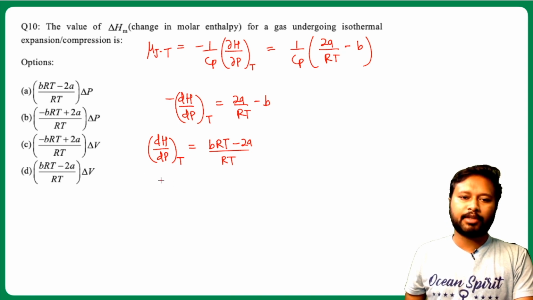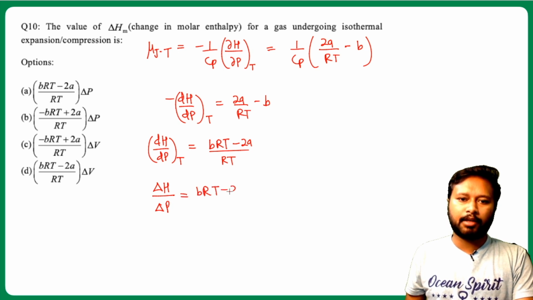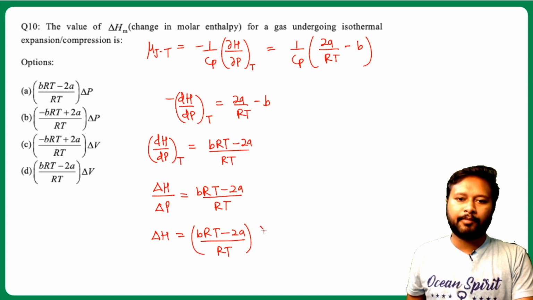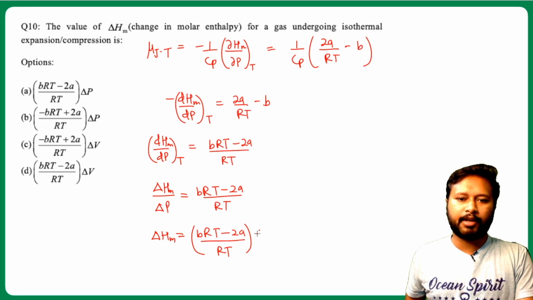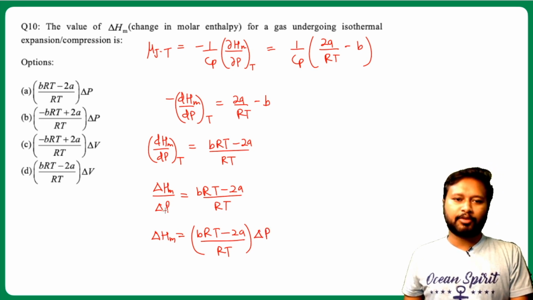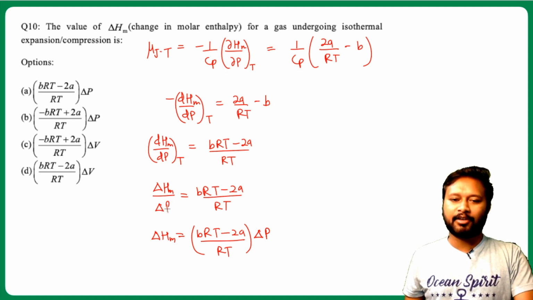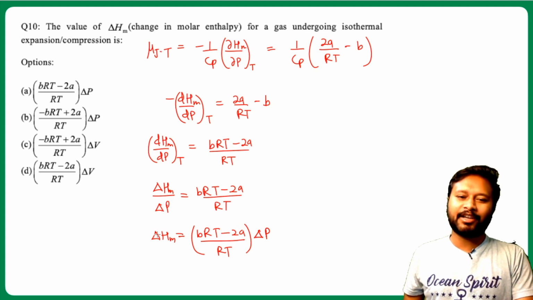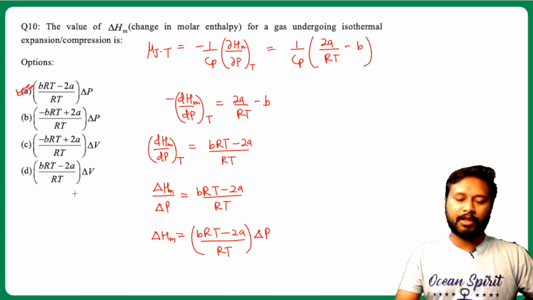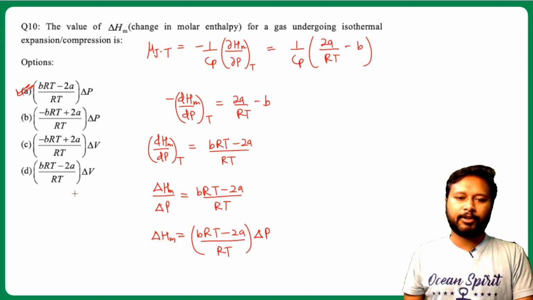Now you don't need dH by dP at constant T, so you can simply remove this temperature here, and you can write delta H in the place of dH and delta P in the place of dP, and on the other side it will be BRT minus 2A divided by RT as such. So your delta H becomes BRT minus 2A divided by RT and the whole of this thing multiplied by delta P, right? This has to be delta P. Now it is correct, because I just wrote delta V in place of delta P. Fine. So it should be delta Hm is equals to BRT minus 2A upon RT times delta P, and your option A is actually correct, not D. Okay, option A should be correct. So that was a quick mistake which I tried to fix.